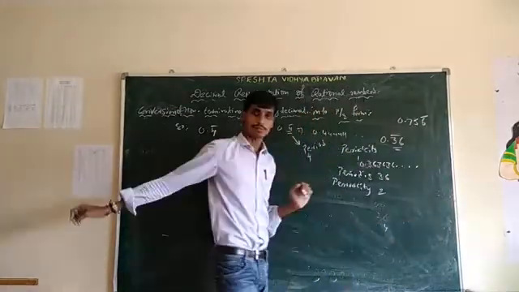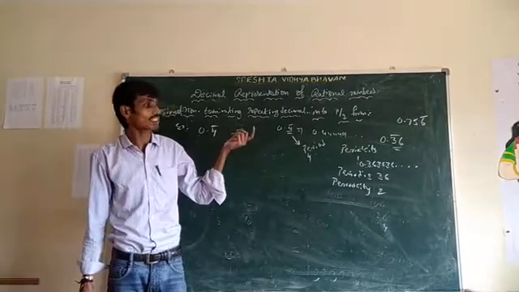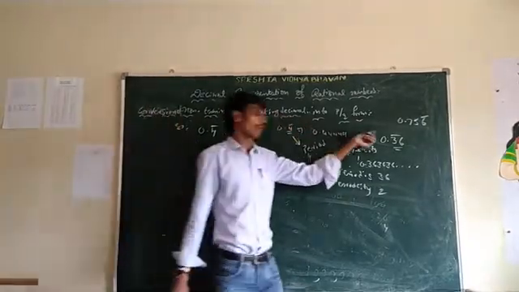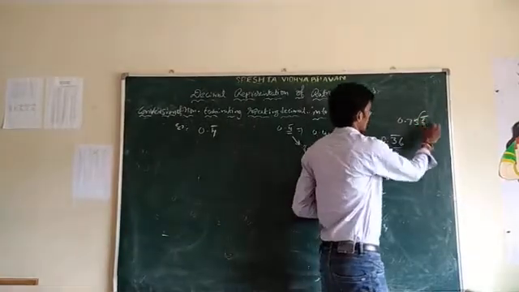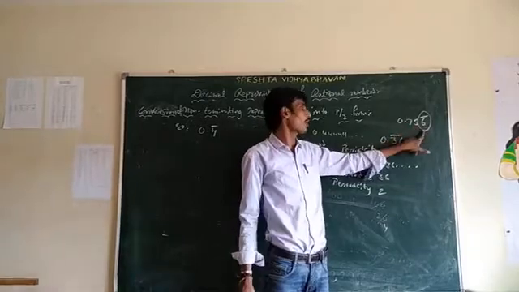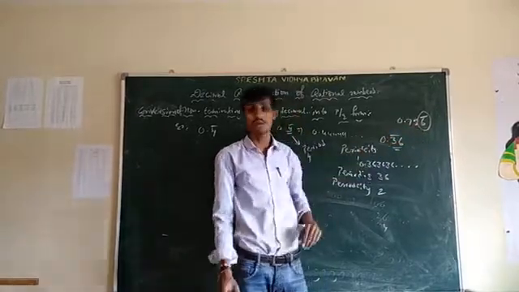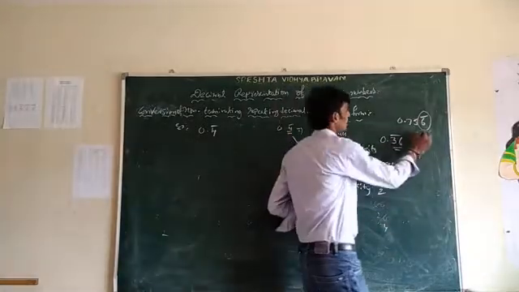6 is the bar. What is the periodicity and the period of the number? What is the periodicity of the number? 1. Why? Because here, take the bar. In that, the number of digits is 1 only. That means the periodicity of 0.756 bar is 1. So what is the period of the number? The period is 6 only.